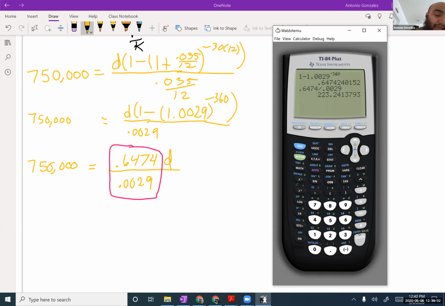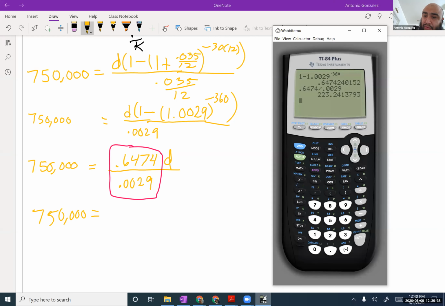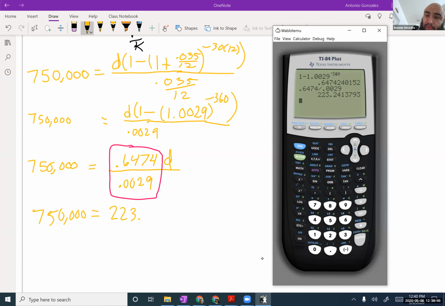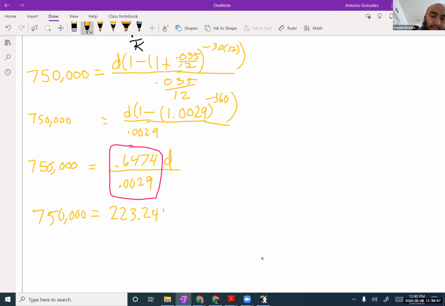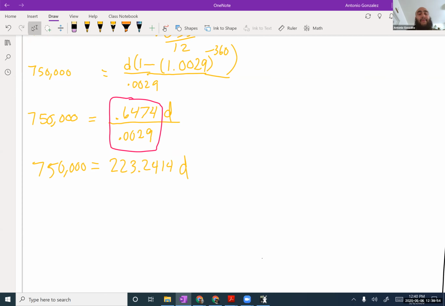So we get 750,000 equals, what was that again? 223.2414. And now as my last step here, remember my goal was to solve for d. And now for the last step, we divide both sides.